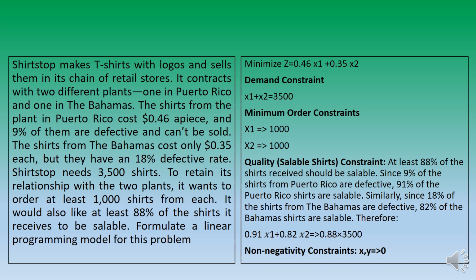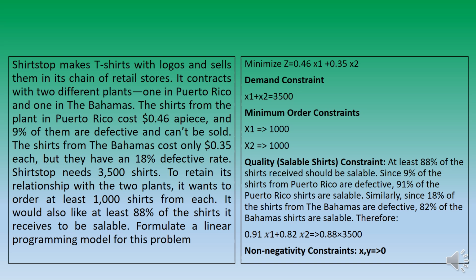So it is one of the constraints that you cannot sell all of the shirts. You have to sell a particular quantity, so only 91% will be sellable. In total, Shirtstop would like at least 88% of the shirts it receives to be sellable. So it has to make 88% of the total shirts from Puerto Rico and the Bahamas.